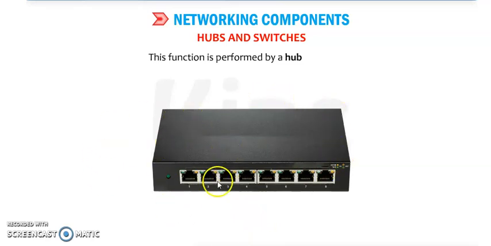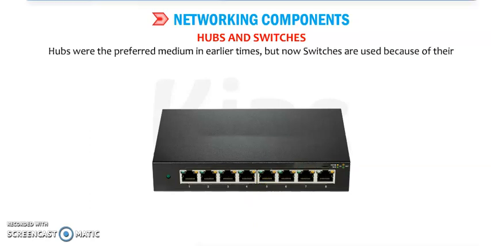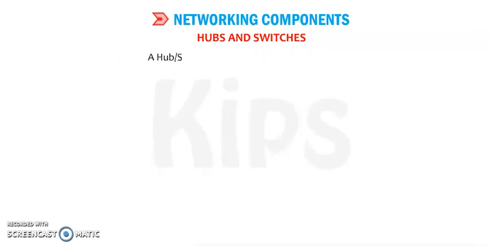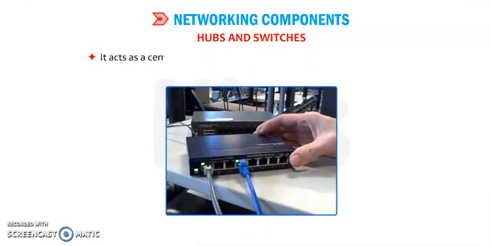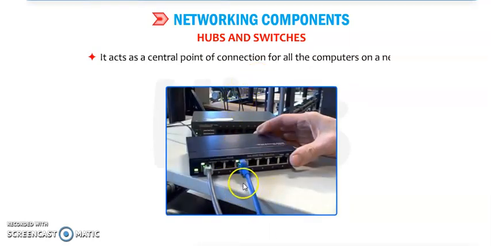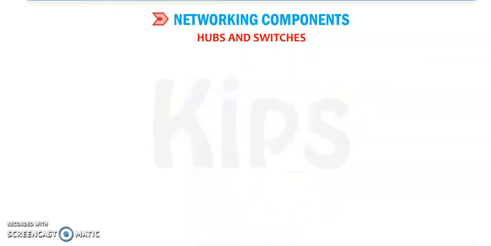You can see this device, this is a hub, and there are so many ports, so you can attach 1, 2, 3, 4, 5, 6, 7, 8 computers with them. Hubs or switch. Hubs were the preferred medium in earlier times, but now switches are used because of their better efficiency. A hub switch performs the following functions. It acts as a central point of the connection for all the computers in a network. Every computer plugs into the hub and switch.